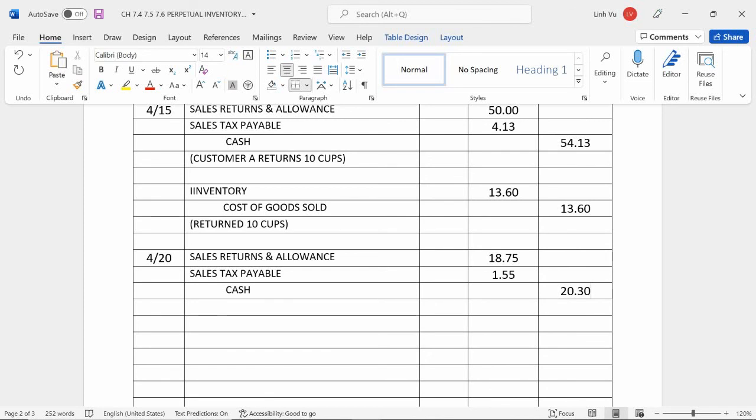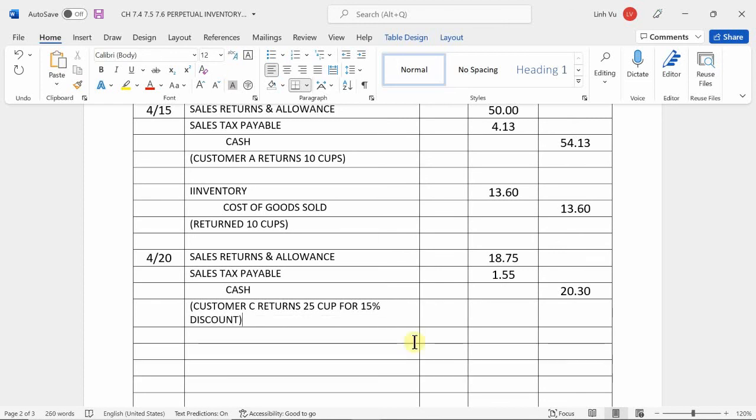Okay. And I want to make a note here that customer C returns 25 cups for 15% discount. Okay. So, did customer C actually return the product back to me? No. So in this case, no need for that second transaction there. Okay.